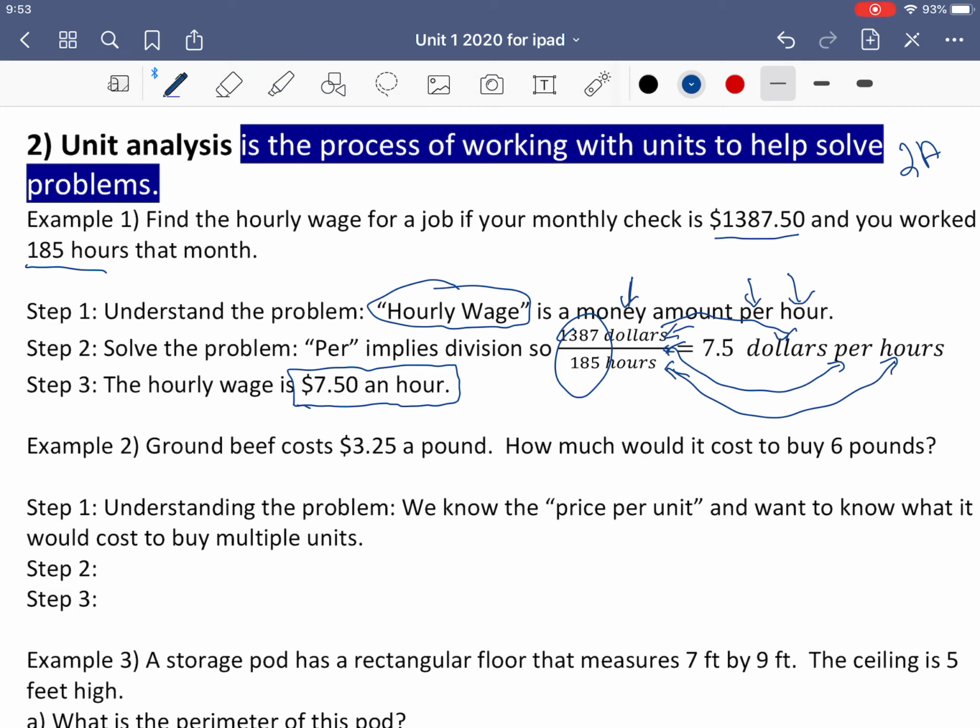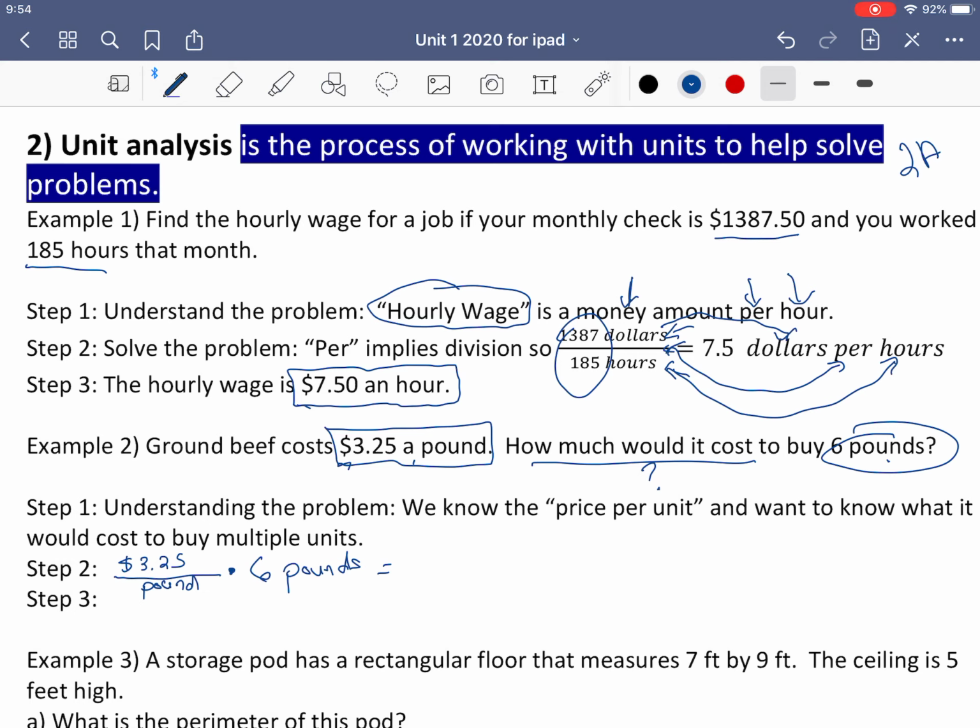Example 2, ground beef costs $3.25 a pound. How much would it cost to buy 6 pounds? So, understanding the problem, I would like to know how much it costs to buy the whole thing. I know how much I'm buying. I know how much it costs per small unit. So, how do I solve the problem? What I'm going to use is multiplication. I'm going to understand that this $3.25 a pound is actually $3.25 per pound. And recognizing that unit is per pound and knowing in my answer I don't want pounds anymore, I need to multiply by pounds. And this problem presents me with 6 pounds.